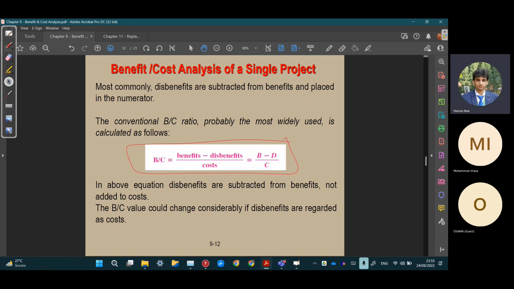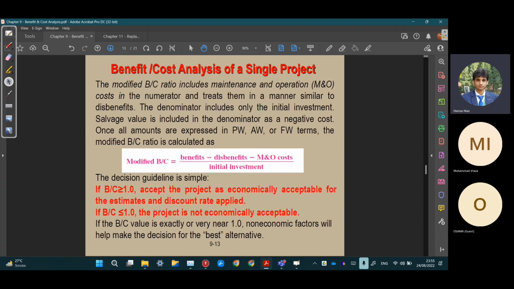So for the benefit or cost, remember this is the conventional benefit cost ratio. If they are saying use the conventional, then we are going to subtract the disbenefit from the benefit and divide by cost. And if they are saying the modified benefit cost ratio, then we are going to subtract maintenance and operation costs from the benefits also.